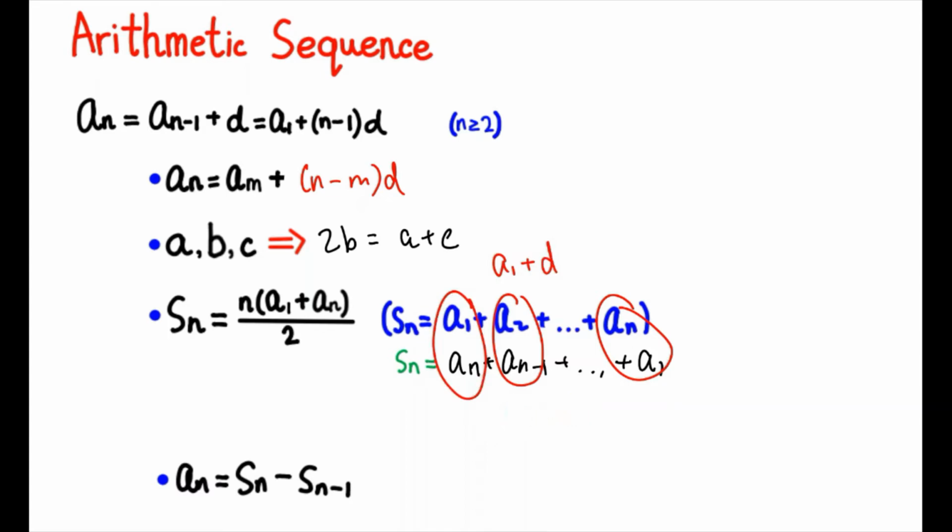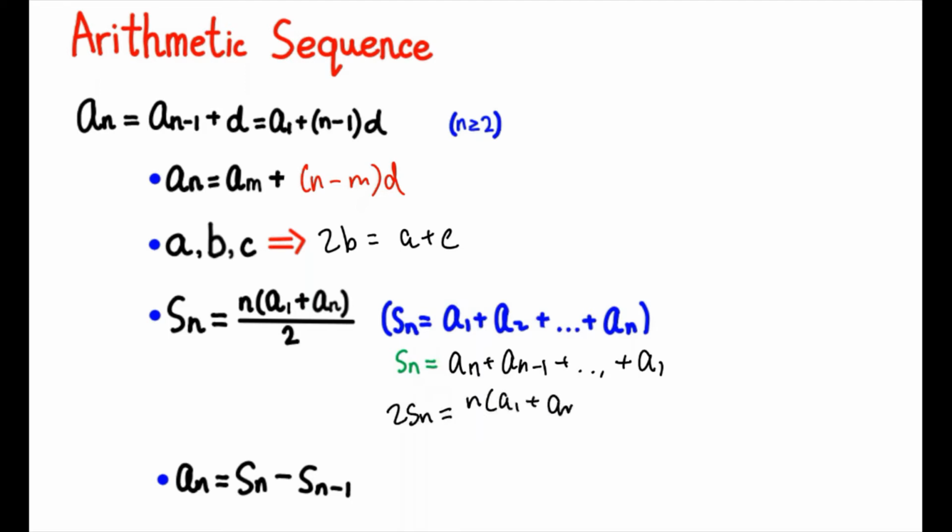Now, let's add these two together. We'll get 2Sn is equal to n times a1 plus an. The reason it's n over here is because there is a total of n pairs. By dividing both sides by 2, you'll get the same equation as over here.